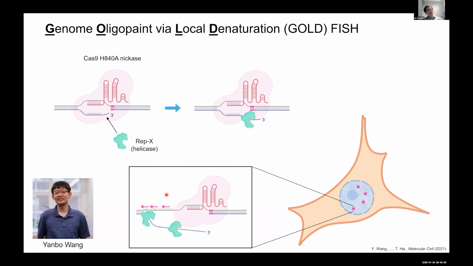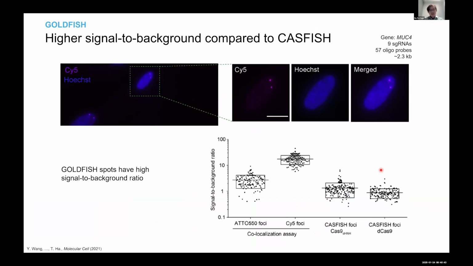And this is the concept called GOLDFISH, as TJ mentioned in the beginning. It's Genome Oligopaint via LOcal Denaturation FISH. And this concept actually works pretty well in practice. You can see Yangbo demonstrated that GOLDFISH has a much higher signal to background ratio compared to CatFISH. It's almost an order of magnitude improvement.